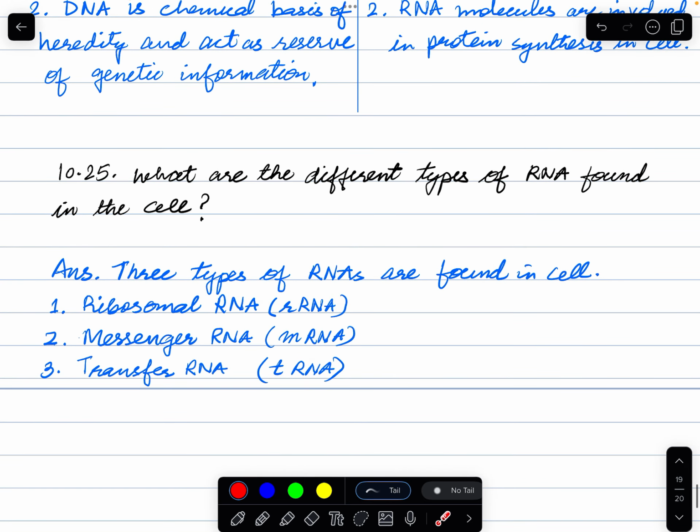Next question, what are the different types of RNA found in the cell? We have already discussed that there are three types of RNA which are found in the cell depending upon their location, structure, and where they are found. So the RNAs which are found around ribosomes are called ribosomal RNA. The RNA which contains messages is called messenger RNA. And the RNAs which transfer any information or any molecule are called transfer RNAs. So three types of RNA molecules are there.